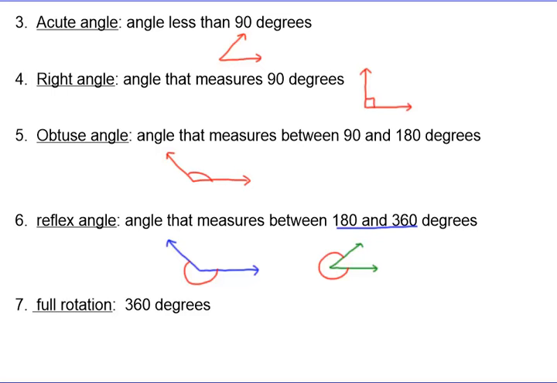Okay, full rotations. A full rotation is simply all the way around. So if I had a line, and if I would take that line and rotate it all the way around, it would make an angle that would be 360 degrees. So that's what we mean by a full rotation, all the way around.